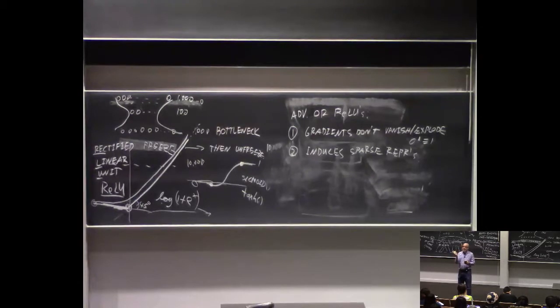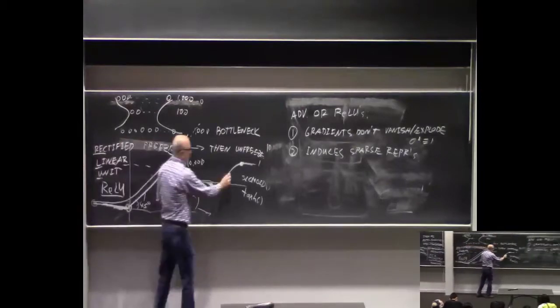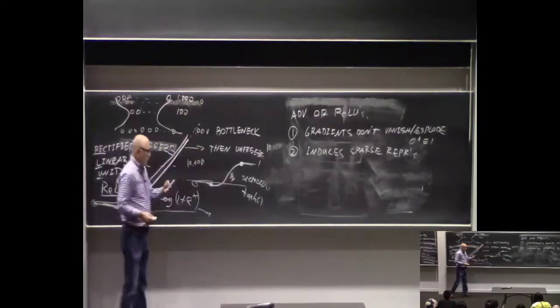And the question is the slope. If you look at the slope here, it's 1. The slope here is at most a quarter. So you would move faster.